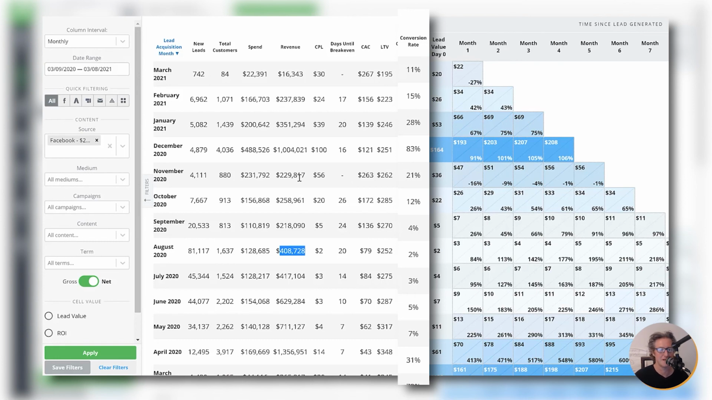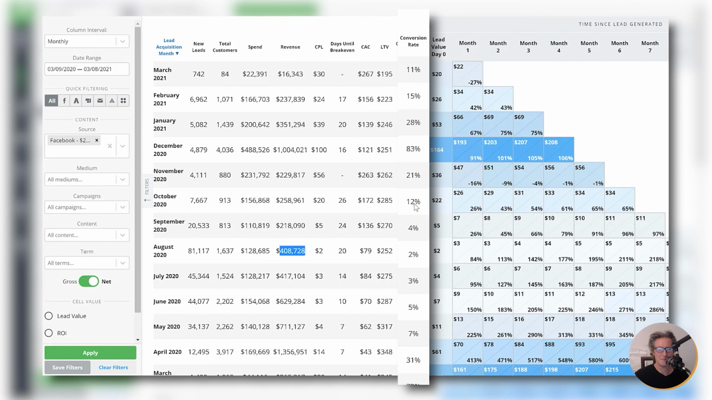Yes, we want to convert as many leads as possible. Yes, we want to get them as cheap as we can and maximize their value. But sometimes the great leads cost a little more, but the lifetime value is so impressive that you pay that higher CPL and you have that less great conversion rate.